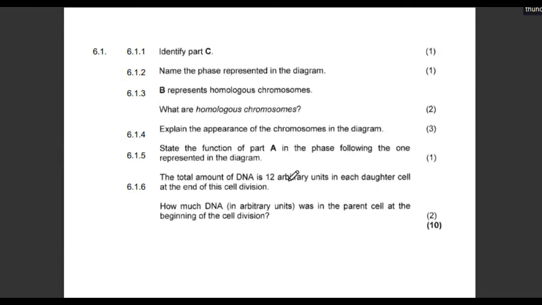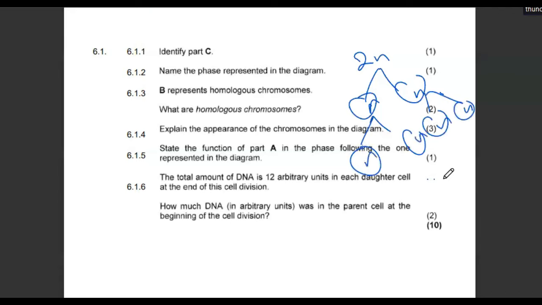They are saying that the total amount of DNA is 12 units in each daughter cell at the end of this cell division. How many DNA was in the parent cell? Remember, you start with the 2n. Yes. So 2n, you form two cells, 1n, then you form another two cells. So if your daughter cells are having 12 here, then if you want to get the parent, it is times 2, which is 24. So the answer is going to be 24 DNA binary units. Don't forget to put the units as they are being given to you.